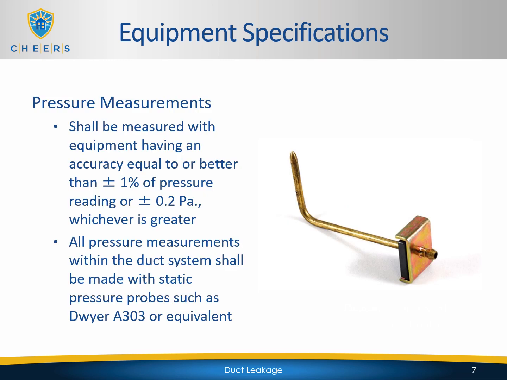All pressure measurements shall be measured with equipment having an accuracy equal to or better than plus or minus 1% of pressure reading, or plus or minus 0.2 pascals, whichever is greater. All pressure measurements within the duct system shall be made with static pressure probes, such as a Dwyer A303 or equivalent. Now, you are not going to have to worry about verifying this information once you get your equipment. The equipment used in the industry on a nationwide level is very unique. There were only 2 companies that offered this equipment. However, if new equipment ever comes on the marketplace, it's important for you to know the measurement specifications so that you can pick accordingly.